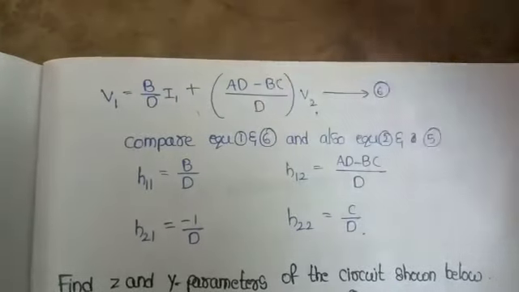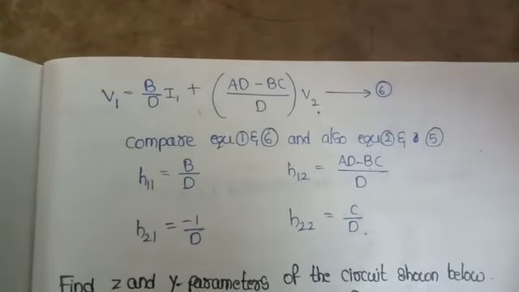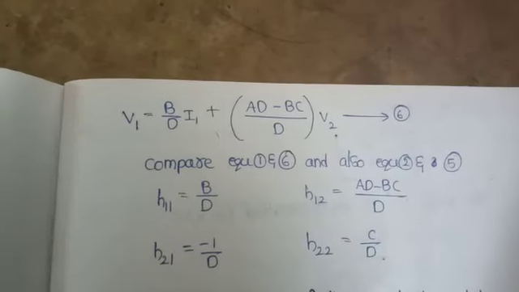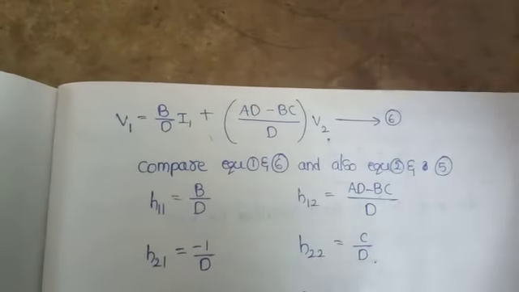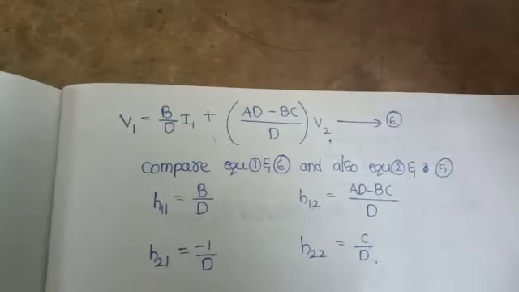Out of all these interrelations, Z parameters in terms of Y parameters, Y parameters in terms of Z parameters, and ABCD parameters in terms of H parameters are the most important ones.